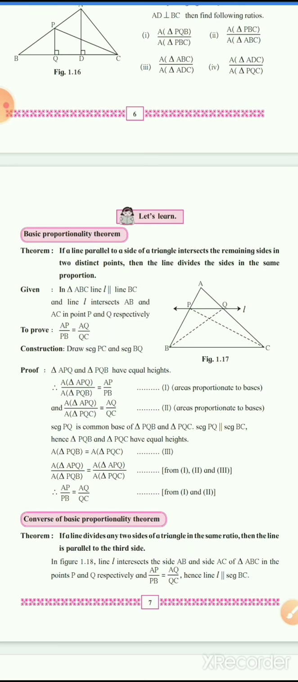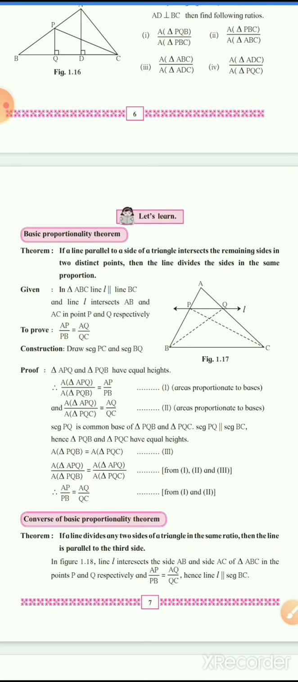Statement number 3. So from statements number 1, 2 and 3 we can write area of triangle APQ upon area of triangle PQB is equal to area of triangle APQ upon area of triangle PQC. Means the left hand side of statement number 1 is equal to the left hand side of statement number 2.